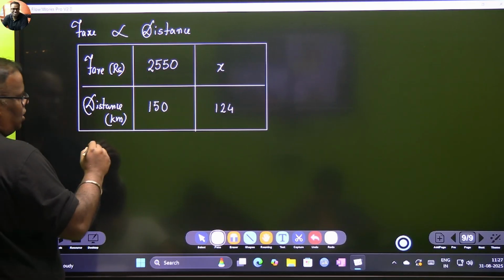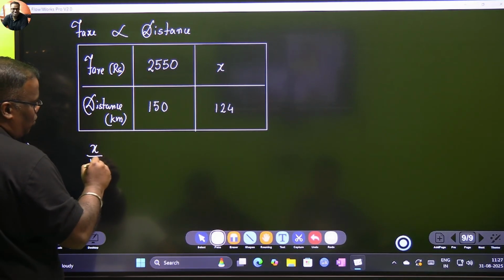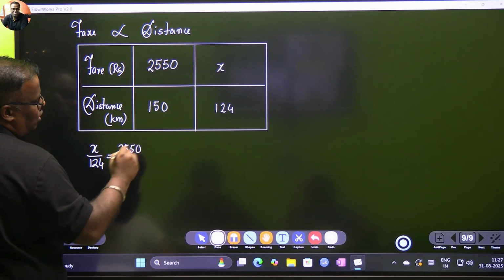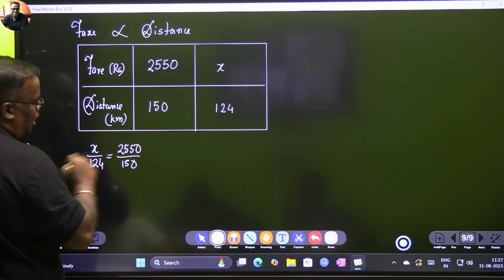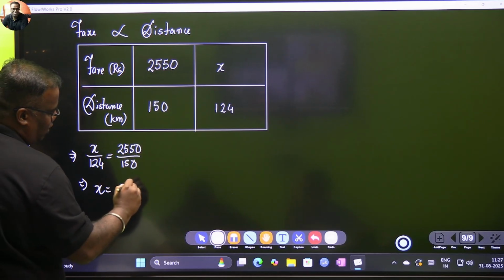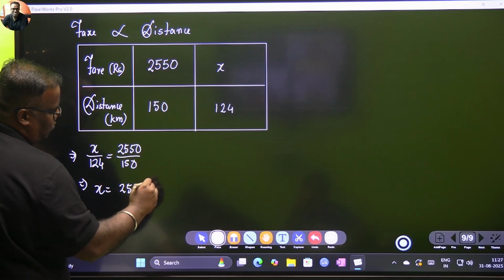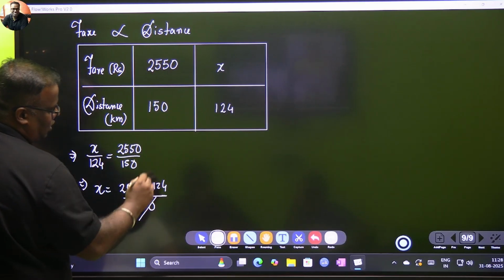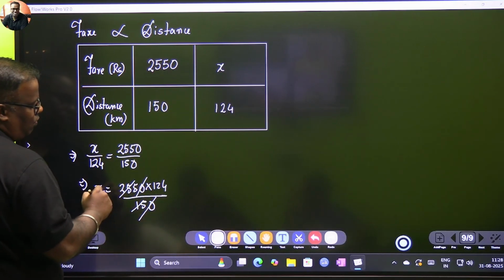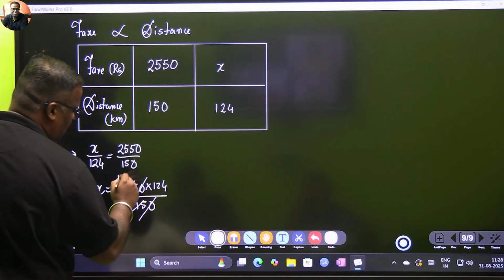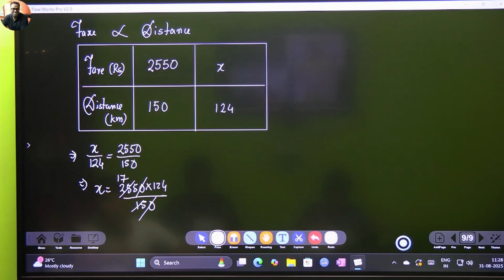So you now take your ratio, x upon 124 should be equal to 2550 divided by 150. Understood? So your x becomes equal to 2550 multiplied by 124 divided by 150. We first take away the 0 and the 0. Then 15 ones are 15, 15 sevens are 105. 17 multiplied by 124.